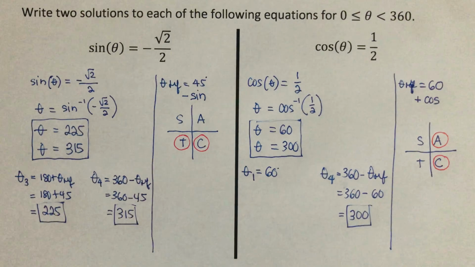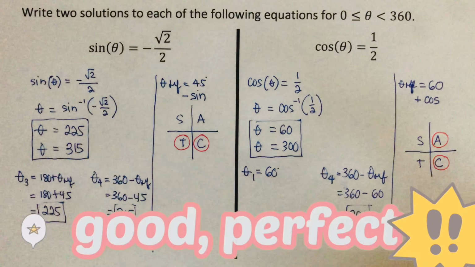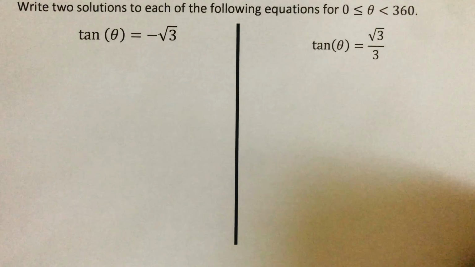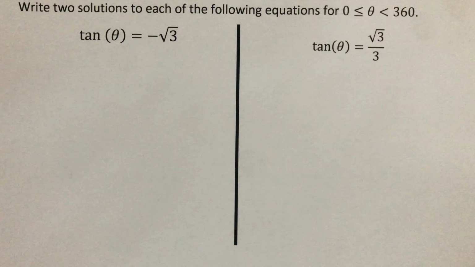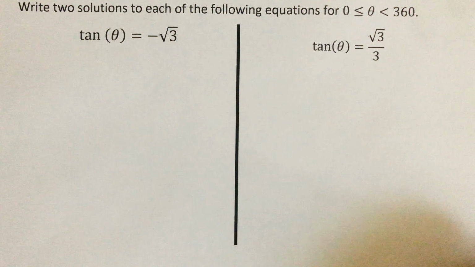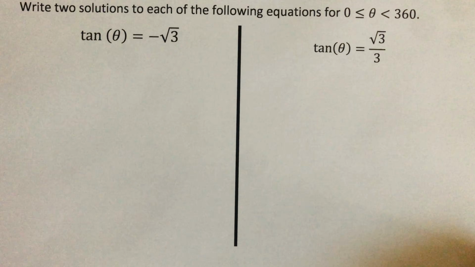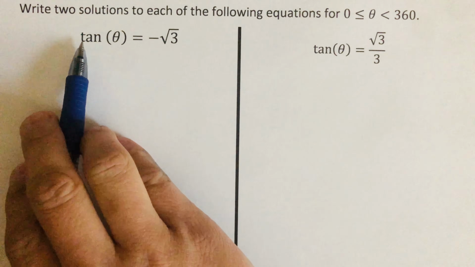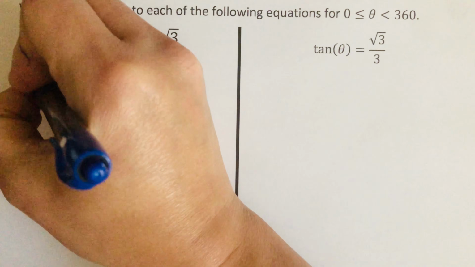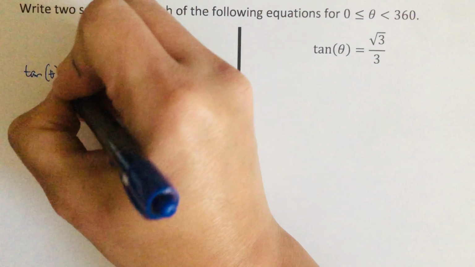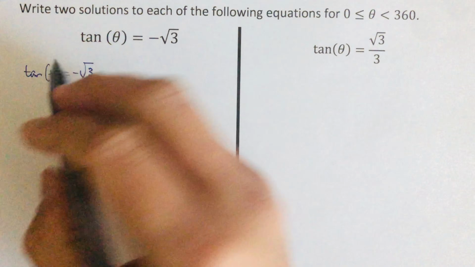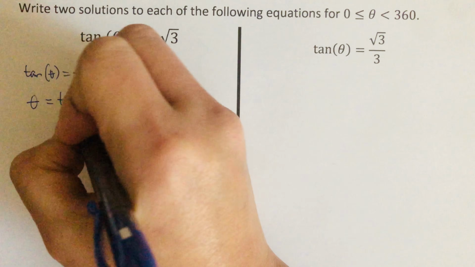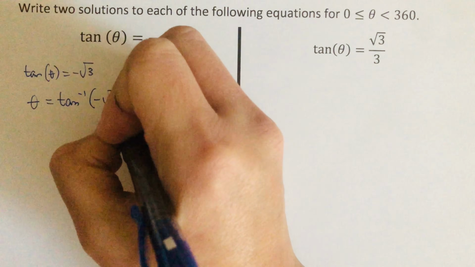Did you get the same answer as this? Good. Perfect. Now let's move on to the next example right here. We are supposed to solve for tangent theta is equal to negative square root of 3. We pretty much have the same steps, but before we move on to the steps, let's set this up first. So if we have tangent theta is equal to negative square root of 3, if we want to solve for theta, that should be theta is equal to the arctangent of negative square root of 3.